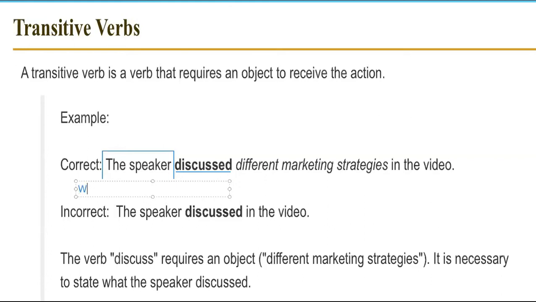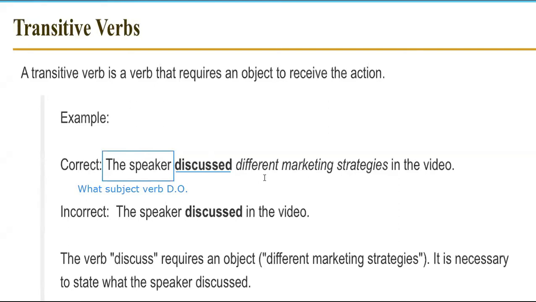The formula is what plus the subject plus the verb. This is the way you're going to find a direct object. This is the formula: what plus the subject plus the verb. That is the way you're going to have a direct object. So let's ask what, which is the subject, the speaker, discussed.